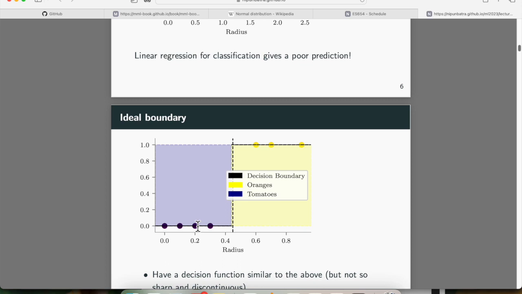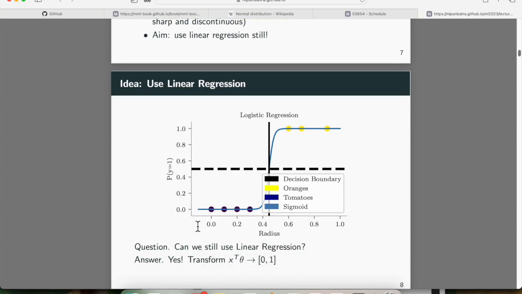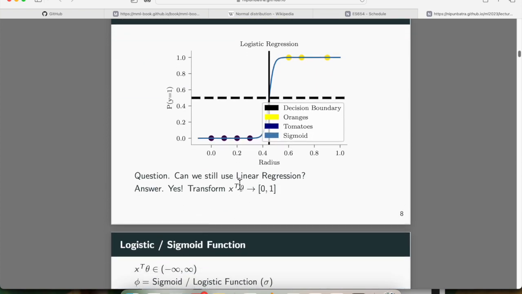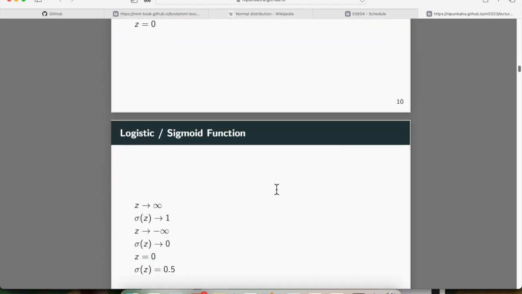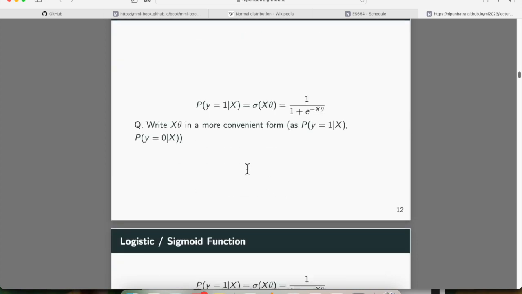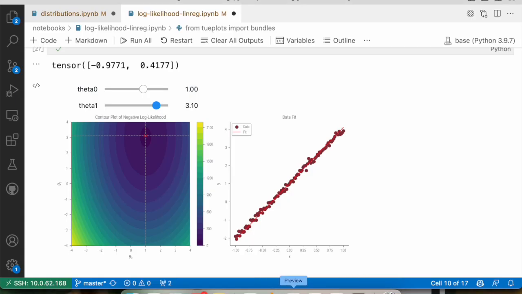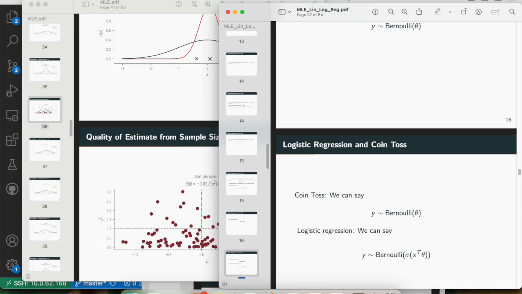This is a step function, which is not continuous. In order to get something continuous, we could use the sigmoid over x transpose theta, which we get from linear regression, but we squash it to something between 0 and 1. So we ended up writing probability of y equal to 1 given x to be sigmoid of x transpose theta. In this case, I've written it for the entire vector, therefore it's capital X theta, but this is the same expression which we have now written.